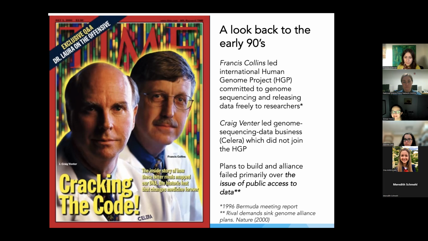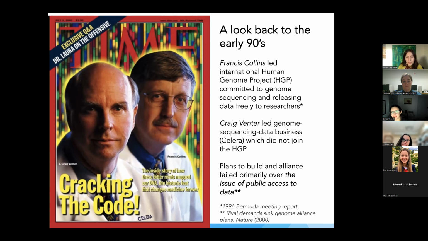Their approach differed in the sense that the HGP project really saw itself as convening a coalition of the willing globally, and had a very important meeting in Bermuda in 1996, where it was decided that all data generated from this effort would be released nightly and publicly, because it was so important to disseminate knowledge as soon as it was coming off the sequencers in this project.